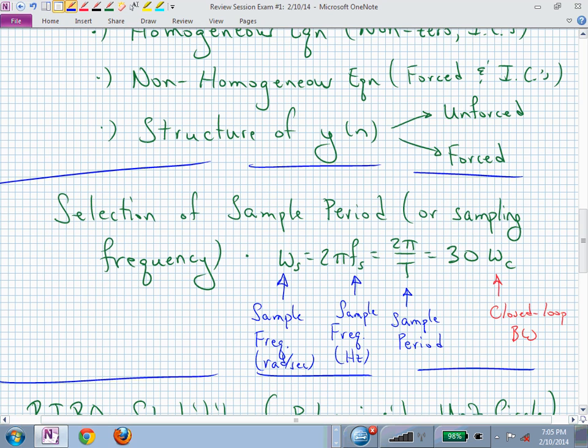We've agreed, for the most part, for this class, we want that sampling frequency to be 30 times the closed loop bandwidth. And maybe we'll get to an example of that also.